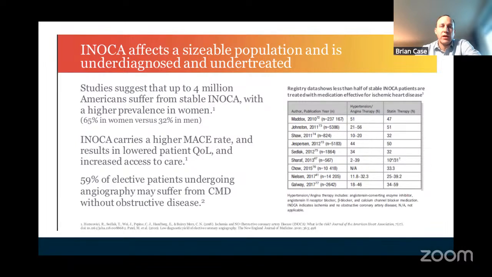Also, when we look at our ANOCA patients, there is a higher prevalence in women. We see about 2/3 prevalence in women versus men. This has been demonstrated in previous analysis, and that's what we see at MedStar Health in our registry as well. And again, in this analysis, we also demonstrated a higher rate of MACE and a poorer quality of life. So it's more commonly seen in women, but men are affected as well. So your evaluation should occur for both patients.